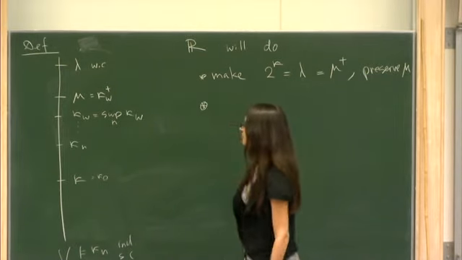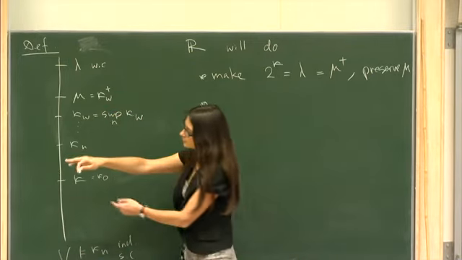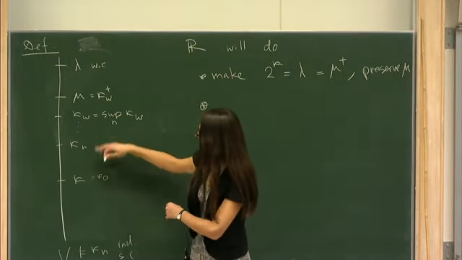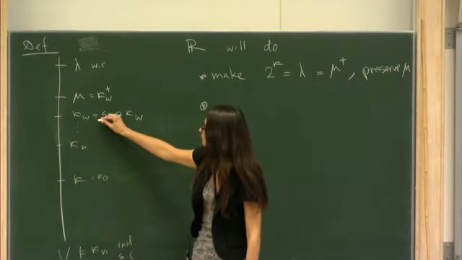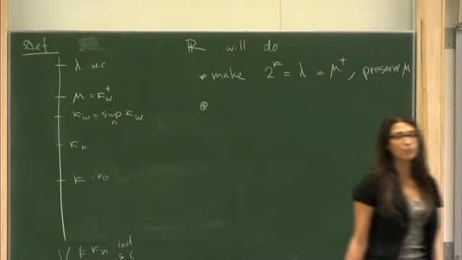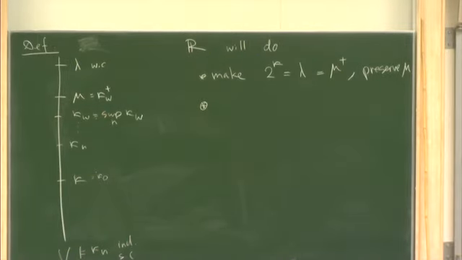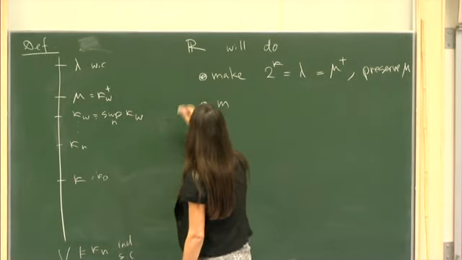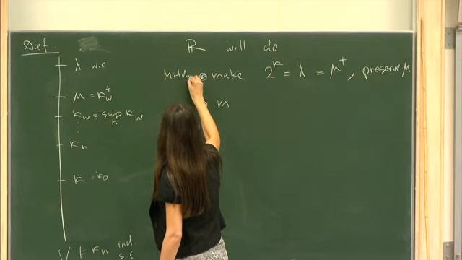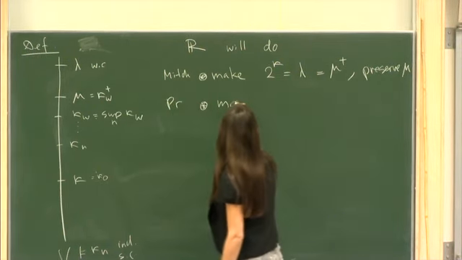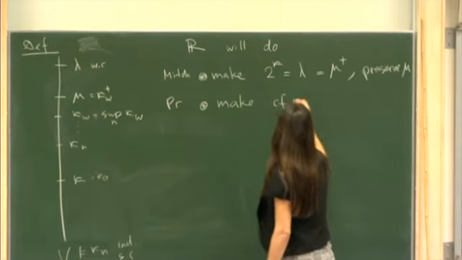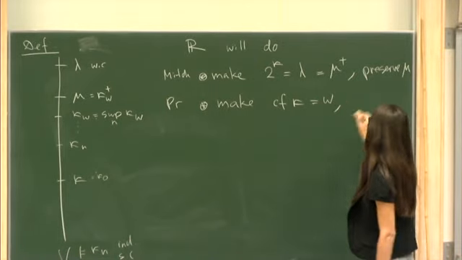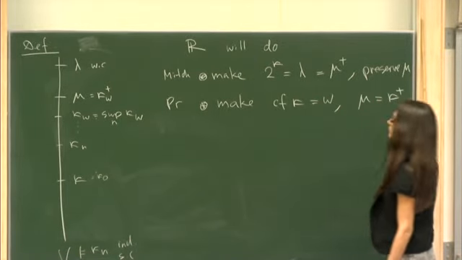Now, what will the Prikry part do? The Prikry part has to singularize every cardinal between kappa and kappa omega to have cofinality omega, and thereby make kappa a strong limit of cofinality omega, and make mu be the successor of kappa. So this is what the Prikry part has to do. This is done by the Mitchell part, and the Prikry part has to make cof kappa equal to omega and mu equal to kappa plus.